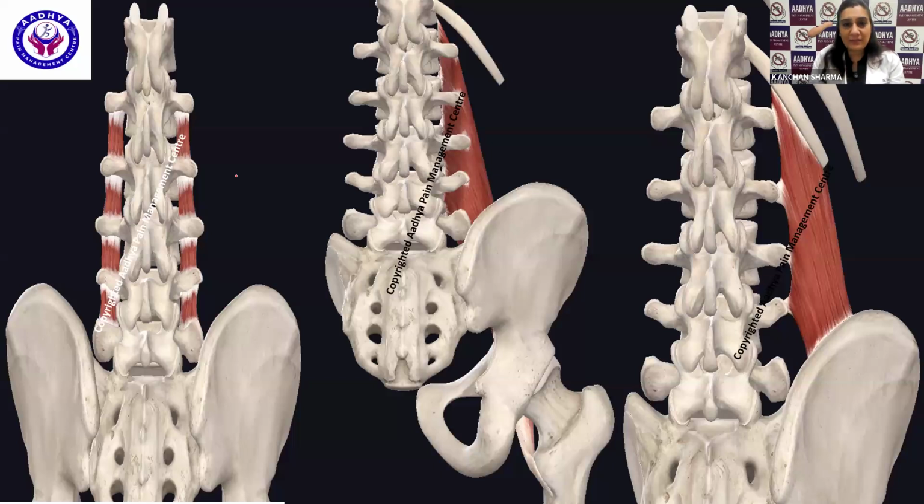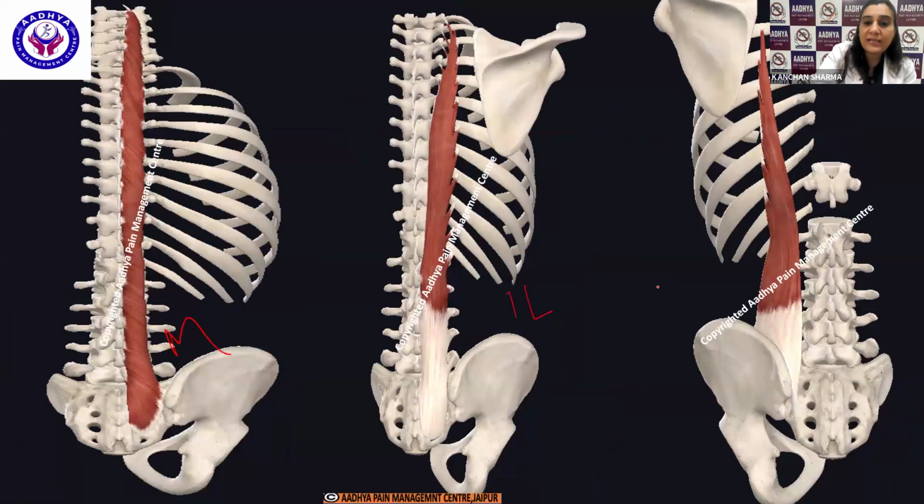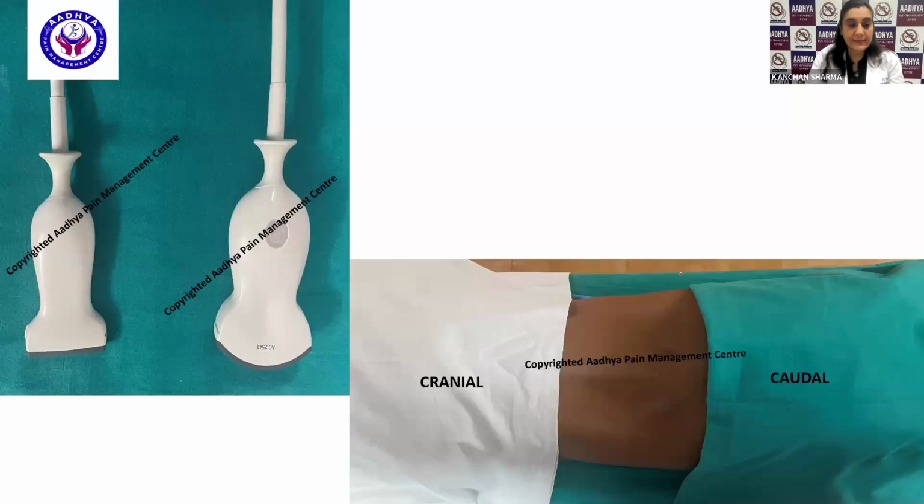Then you have certain muscles. So you have an intertransverse complex between the two transverse processes. You have the psoas muscle. Then you have the quadratus lumborum. And if you go, you have the multifidus, iliocostalis and longissimus. So these are just a group of the erector spinae muscles.